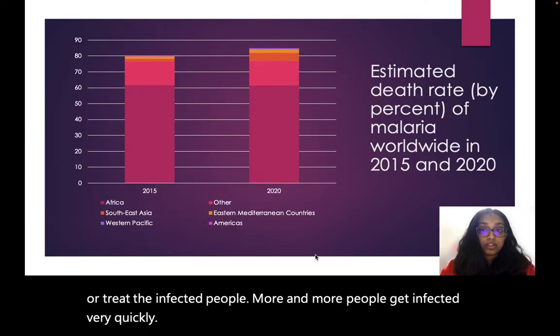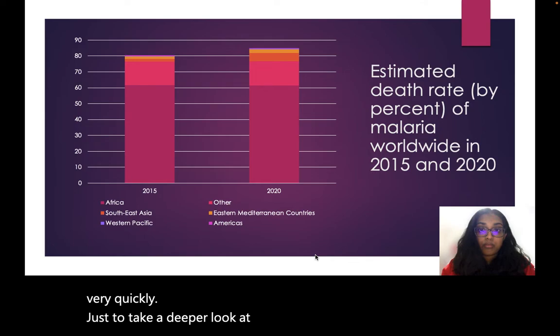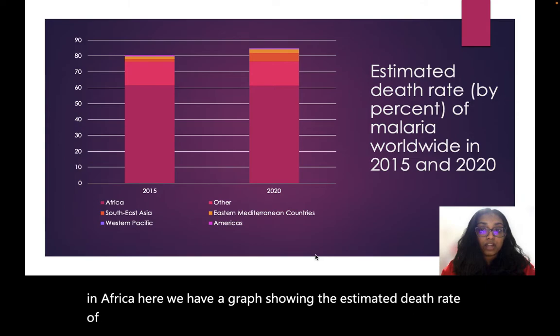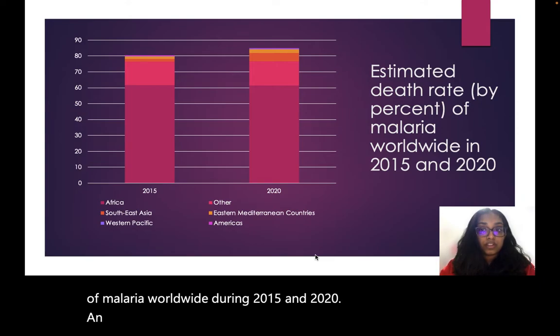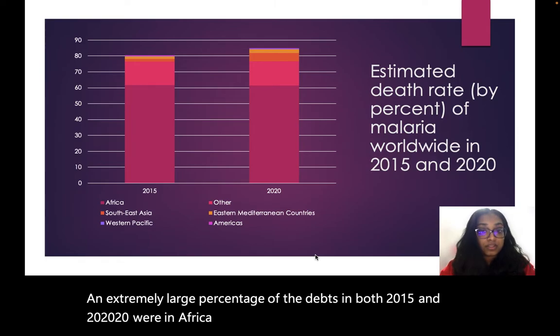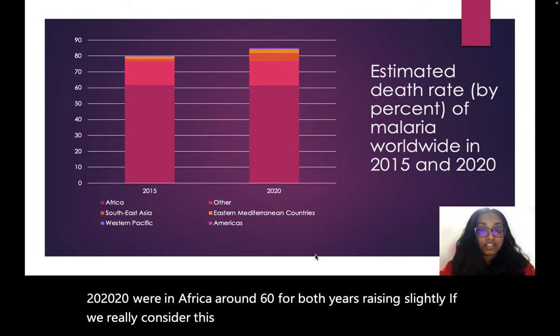Just to take a deeper look at how drastic the problem of malaria is in Africa, here we have a graph showing the estimated death rate of malaria worldwide during 2015 and 2020. An extremely large percentage of the deaths in both 2015 and 2020 were in Africa, around 60% for both years, rising slightly. And if you really consider this statistic, it's actually shocking.